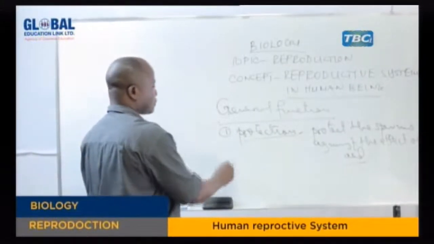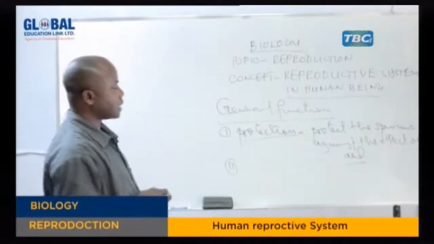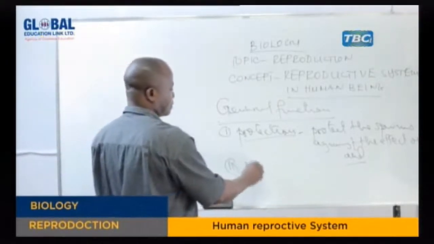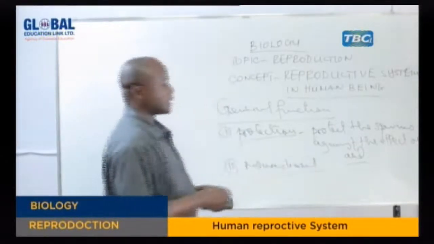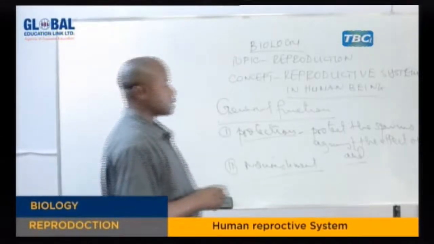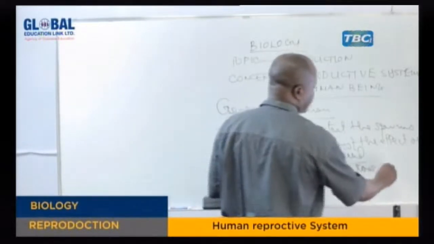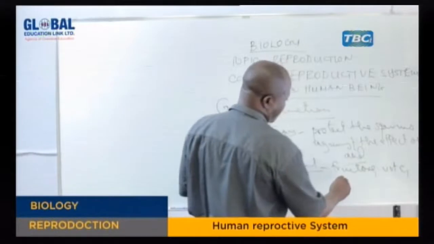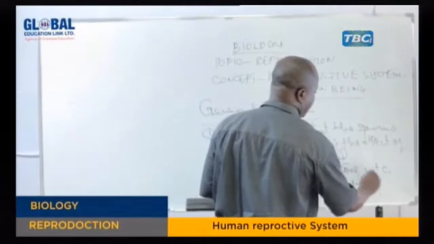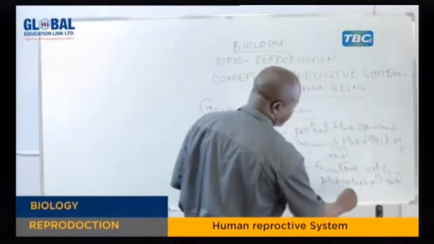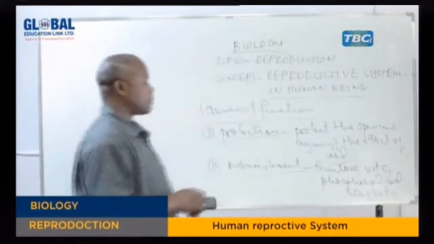But also, another function of the fluid secreted by these accessory glands is nourishment of the spermatozoa. That's why you have seen that there are fructose, vitamin C, phospholipid, and fatty acids. These are there to nourish the spermatozoa.